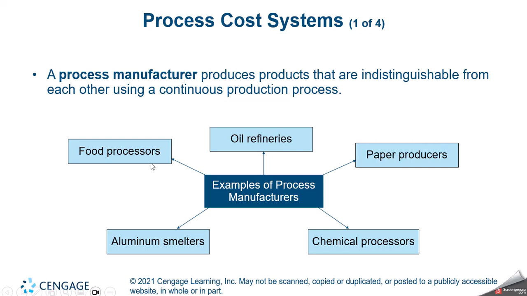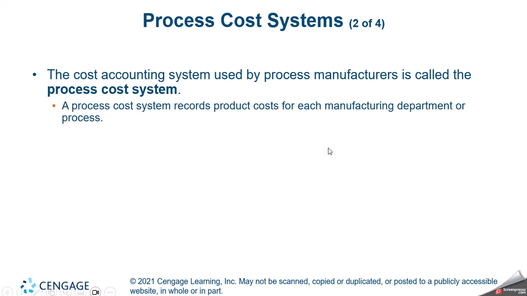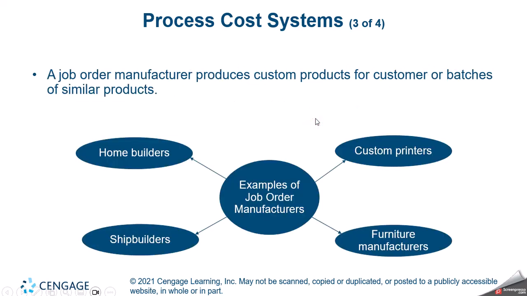So like food processors, I gave the example of Coca-Cola or potato chip manufacturers. Again, it's just the same product going over and over again, but they also say oil refineries, paper, like copy paper, chemical processors, and an aluminum smelter. I'm not even sure what an aluminum smelter is, but obviously it uses process costing. So now we're going to group the costs not by specific job, but by department or process.